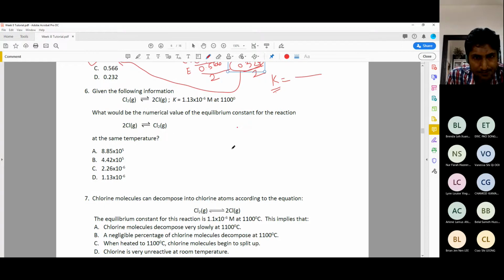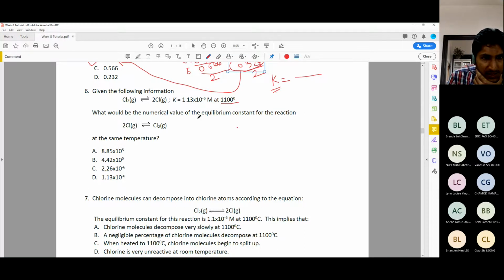Okay, so now question number 6. So far, do you have any question? Anyone has any question? No question? Good. Okay, so given the following information, chlorine is producing 2 chloride at 1100 degrees centigrade, right?